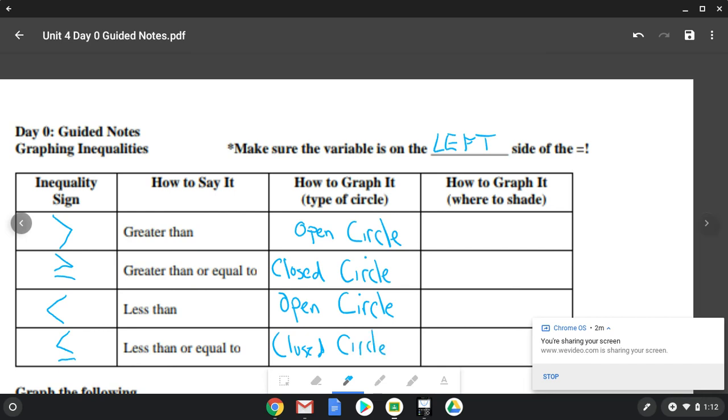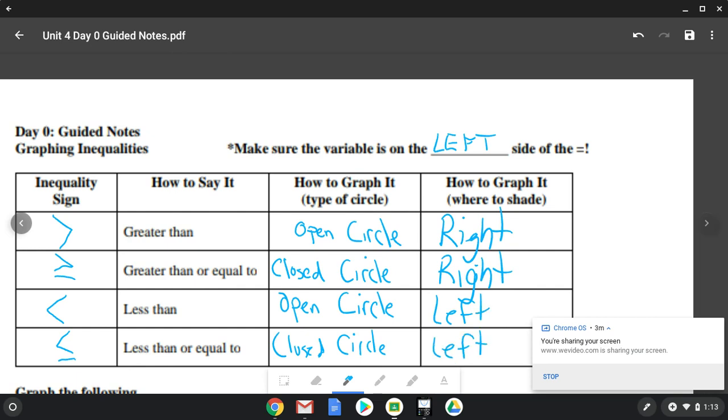So on the number, we do either an open or a closed circle. Those are our two options. The open circles don't have the equal sign. The closed circles include the number because it says greater than or equal to that number. So we close it. And now where to shade? As long as the variable is on the left, you can always shade the direction that the arrow is pointing. These arrows for greater than are pointing to the right, so we're going to shade to the right for both of these. The arrows for less than are pointed to the left, so they're both going to be shaded to the left.